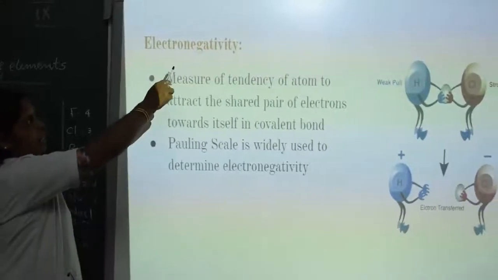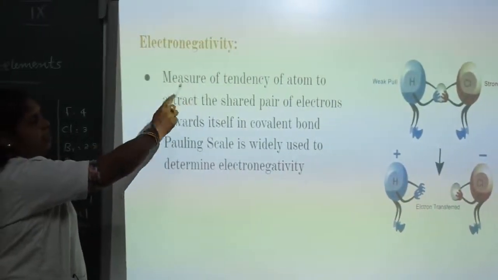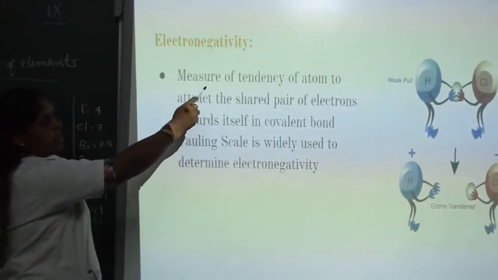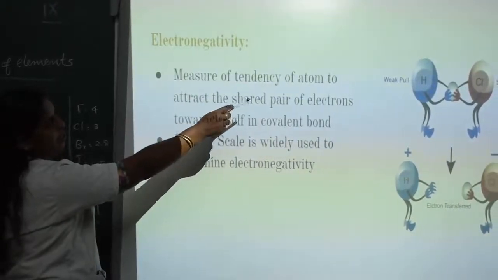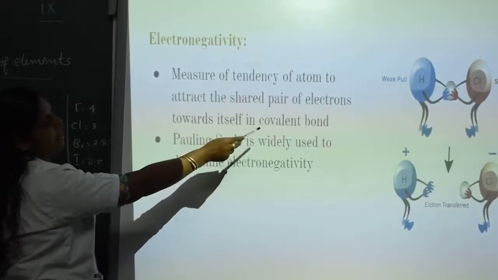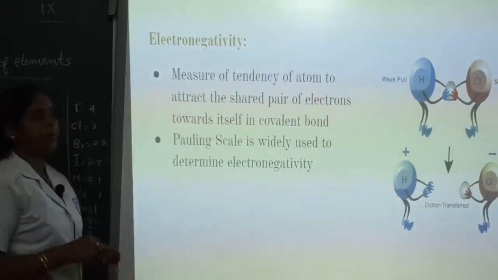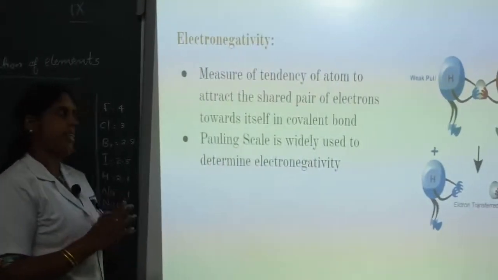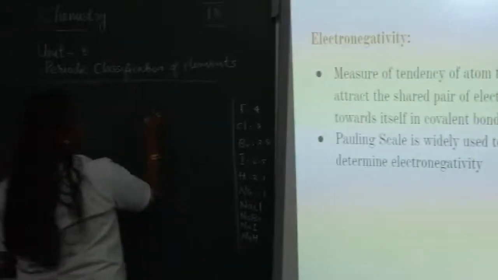Next property, electronegativity. What is electronegativity? It is the measure of the tendency of an atom to attract the shared pair of electrons towards itself in a covalent bond. Covalent bond means electrons are shared there. For example, hydrogen.